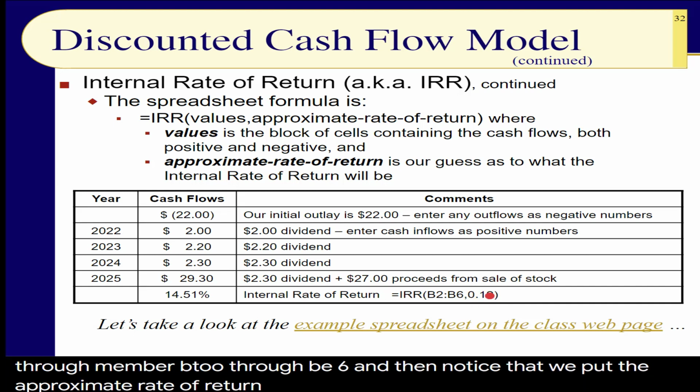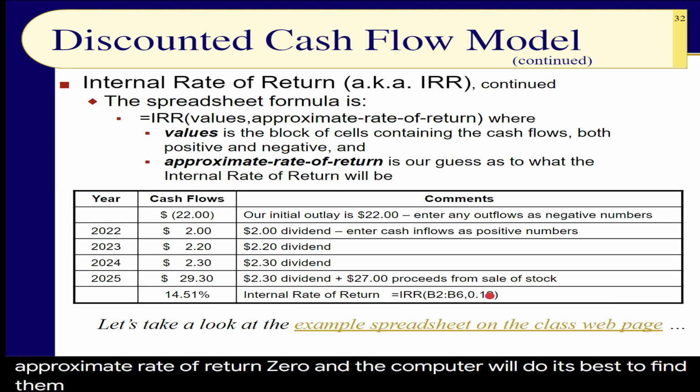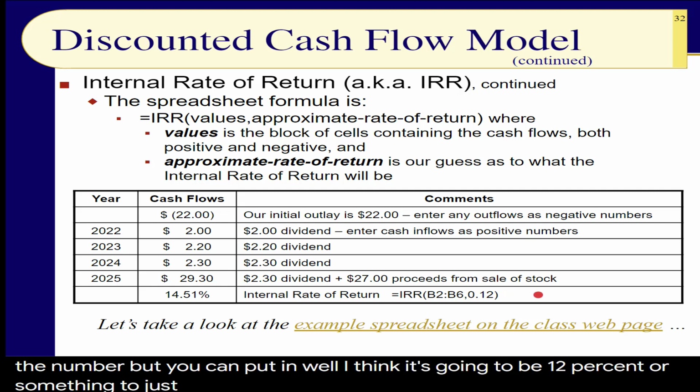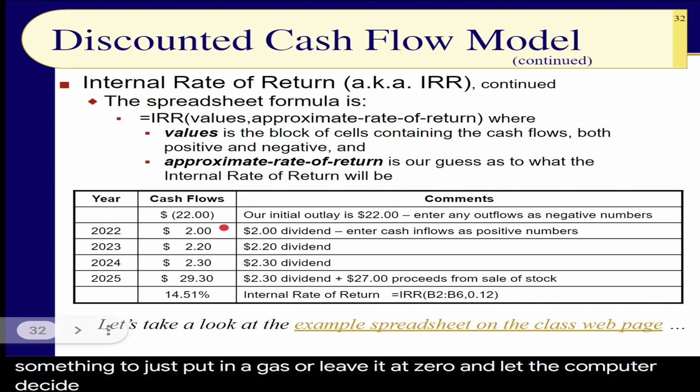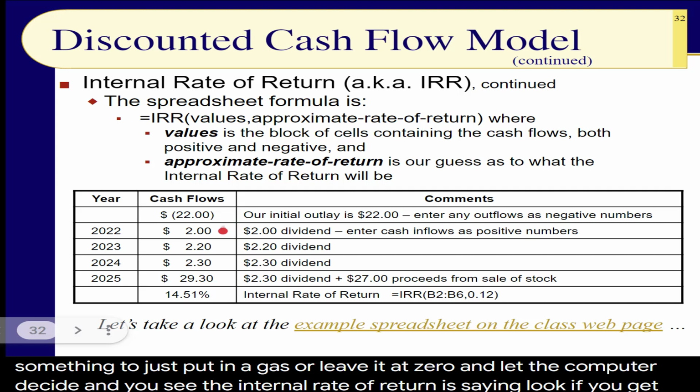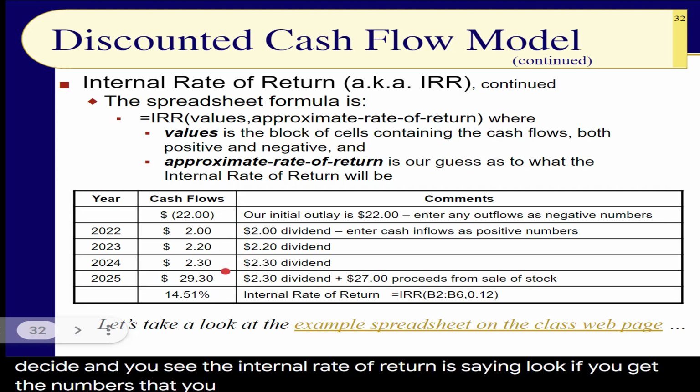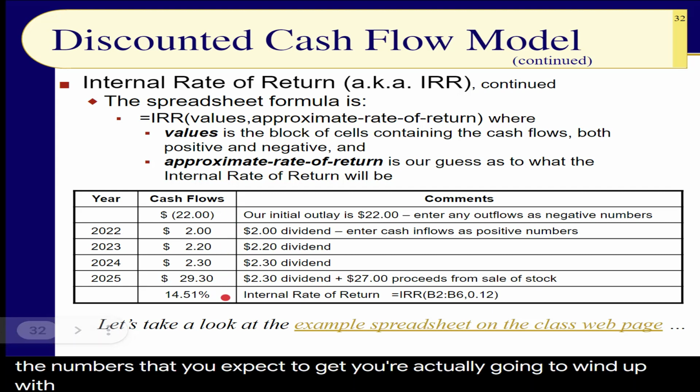That's just our guess. You can leave it at 0, and the computer will do its best to find the number. But you can put in, well, I think it's going to be 12% or something like that. Just put in a guess or leave it 0 and let the computer decide. And you see, the internal rate of return is saying, look, if you get the numbers that you expect to get, you're actually going to wind up with a 14.5% rate of return.